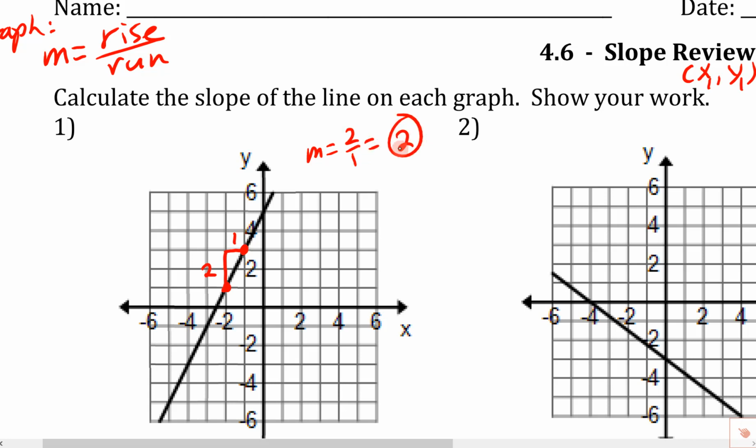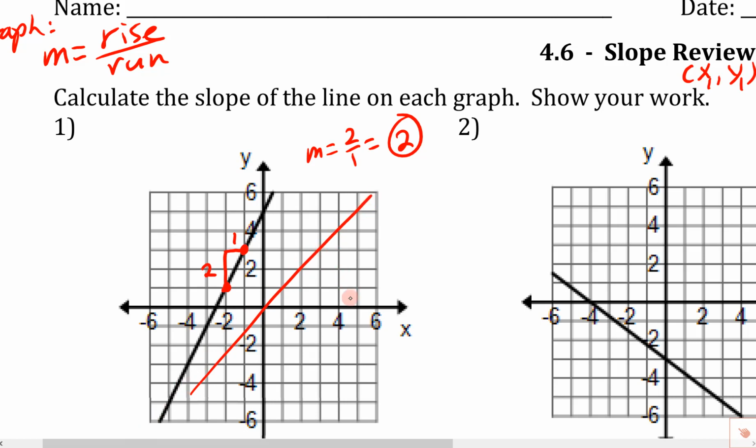Now take a look. It's positive. It slopes up from left to right. And the number that represents its steepness is 2. It is pretty steep. A slope of 1 looks about like that. So that's kind of in the middle. 1 would be kind of like a perfect 45-degree angle.